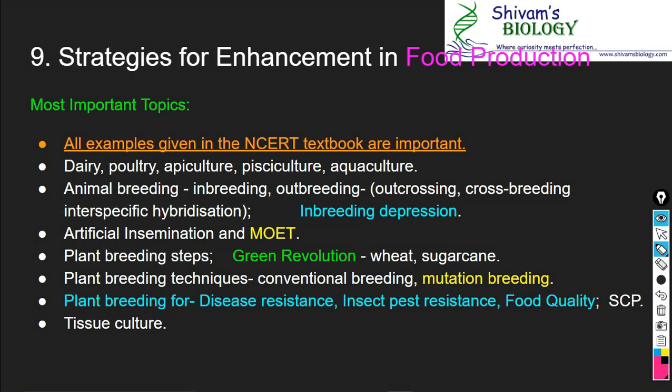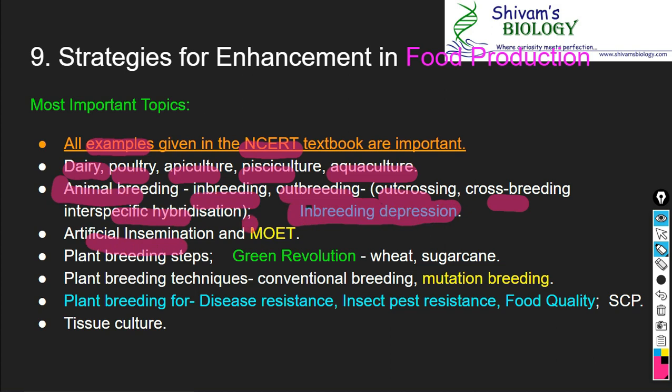Now, in this chapter, that is strategies for enhancement in food production, all the examples that are given in the NCERT textbook are very important. In this chapter, you will find various examples like various names of breeds, various diseases of plants. These are important. Dairy farming, poultry farming, apiculture, pisciculture, aquaculture, these are important. In animal breeding, you should know about its types. Inbreeding, outbreeding, and its types. Here, inbreeding depression is a very important topic. Artificial insemination is also important, and MOET.